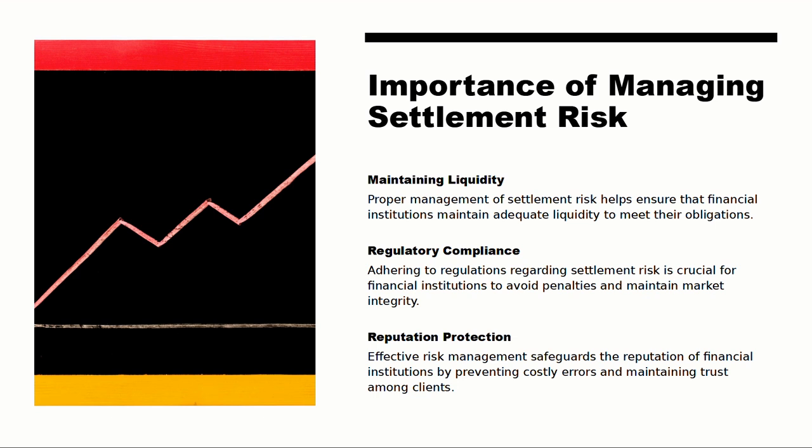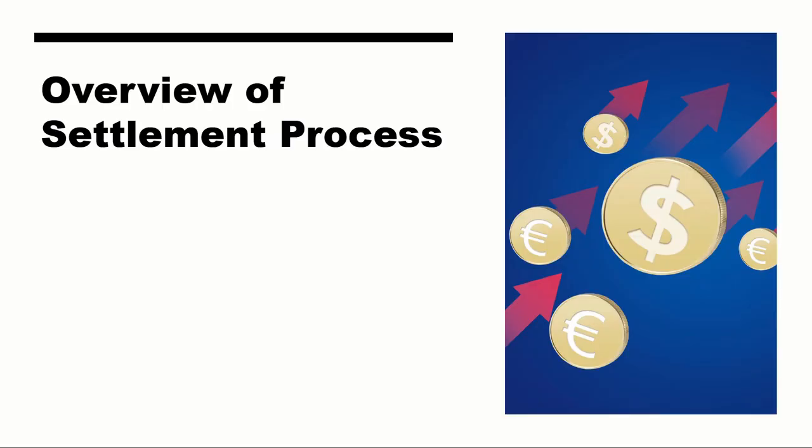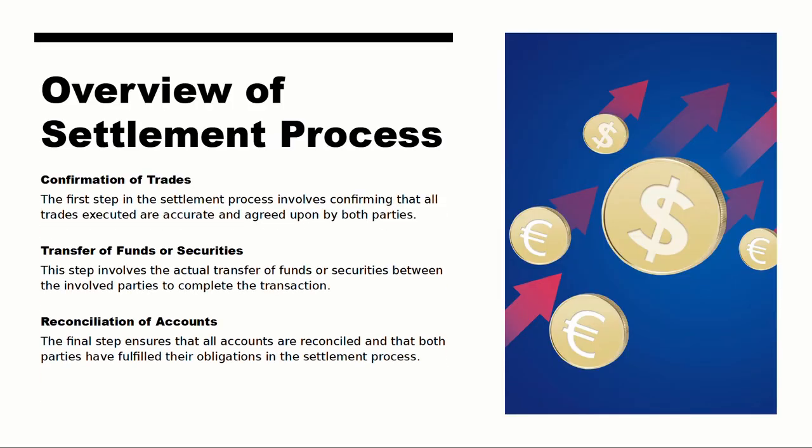Reputation protection. Effective risk management safeguards the reputation of financial institutions by preventing costly errors and maintaining trust among clients. Overview of settlement process. Confirmation of trades. The first step in the settlement process involves confirming that all trades executed are accurate and agreed upon by both parties. Transfer of funds or securities.